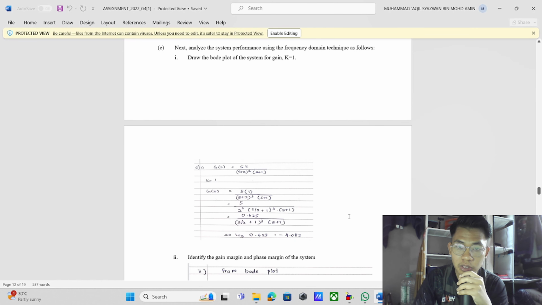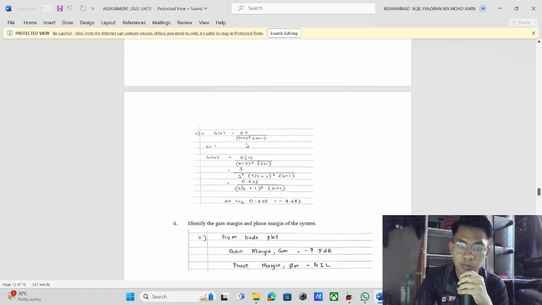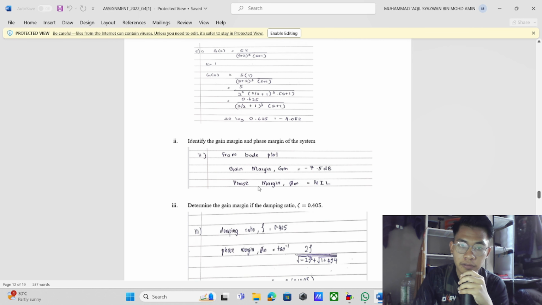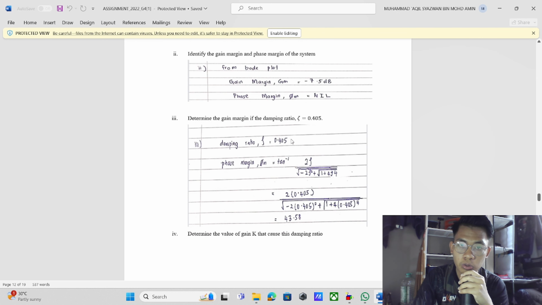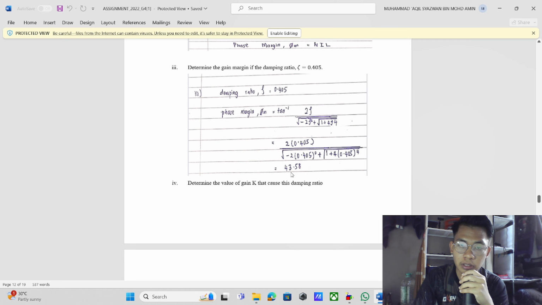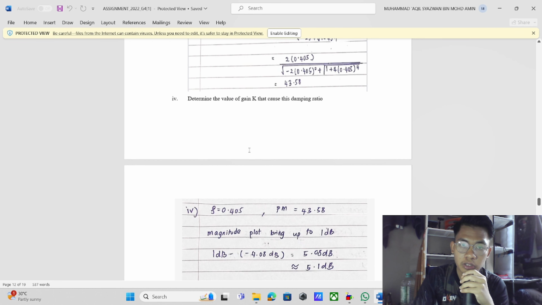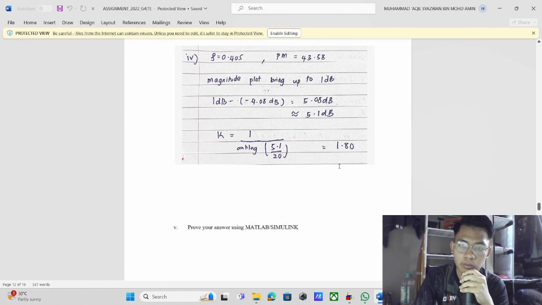So today I want to explain E. We need to draw the Bode plot for the system for gain K1, and we need to put K1 into our transfer function, and lastly we get -4.082. From the Bode plot, we can get gain margin, phase margin, and damping ratio from the given 0.405. We use the phase margin formula, and we get 43.58, and need to determine the value of K. Then we use this formula, 1 over anti-log, and we get 1.8.